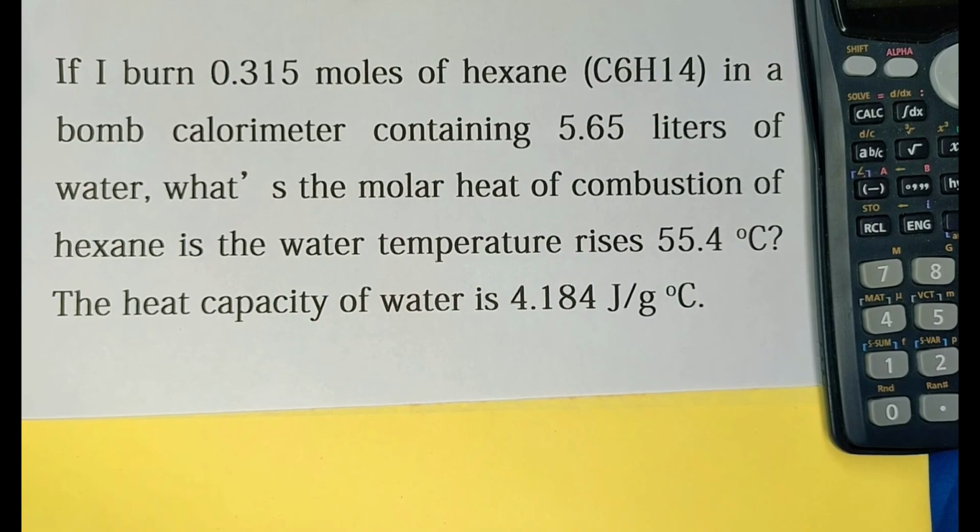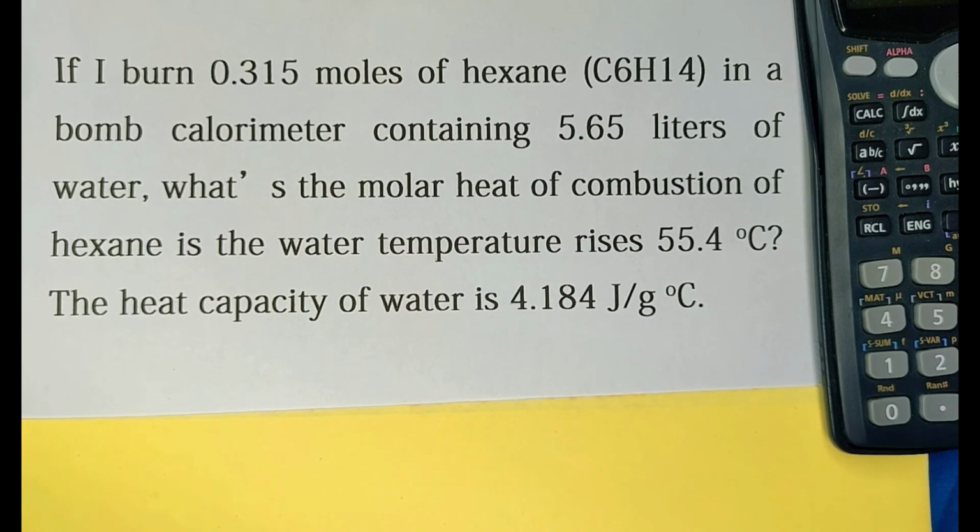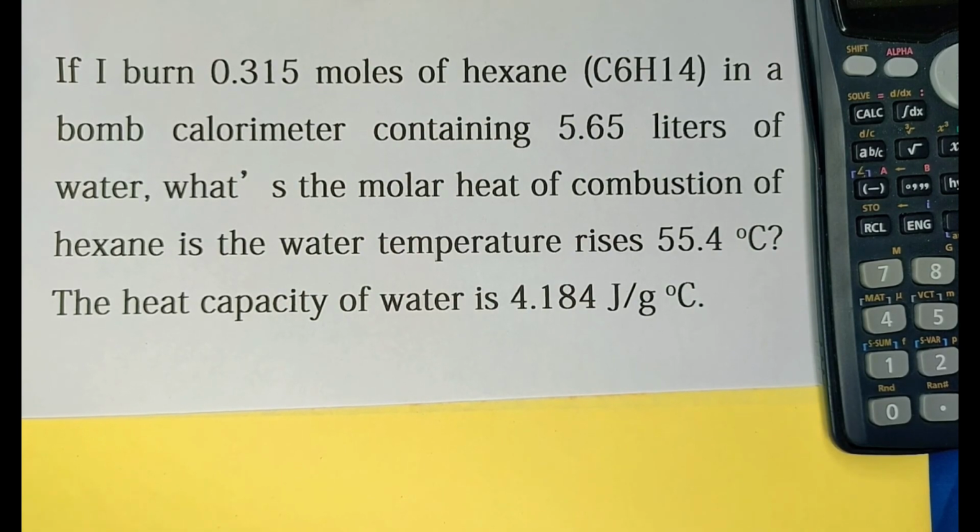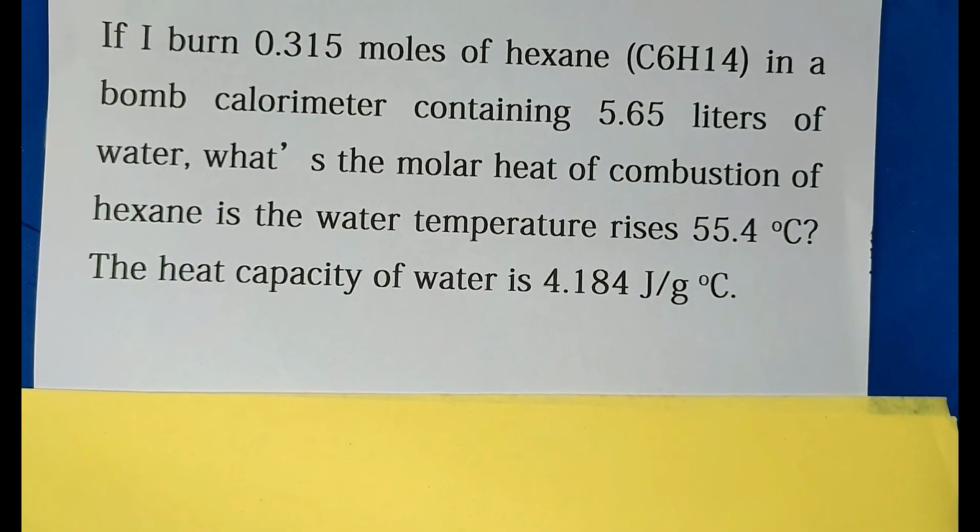For our last example, we have, if I burn 0.315 moles of hexane or C6H14 in a bomb calorimeter containing 5.65 liters of water, what's the molar heat of combustion of hexane if the water temperature rises 55.4 degrees Celsius? The heat capacity of water is 4.184 joules per gram per degree Celsius. Let's put all the given first.